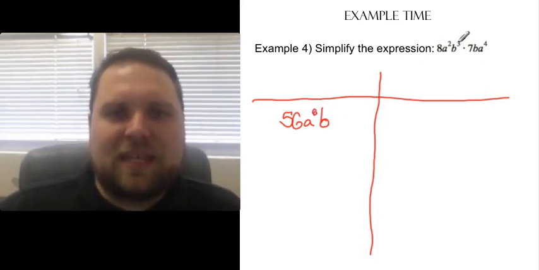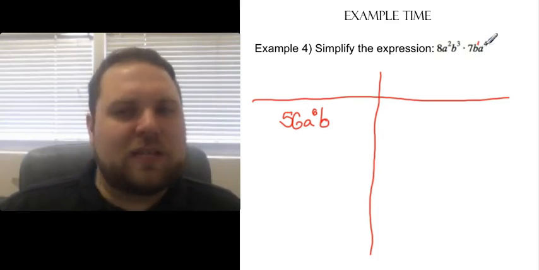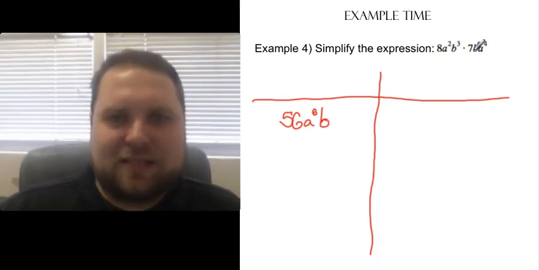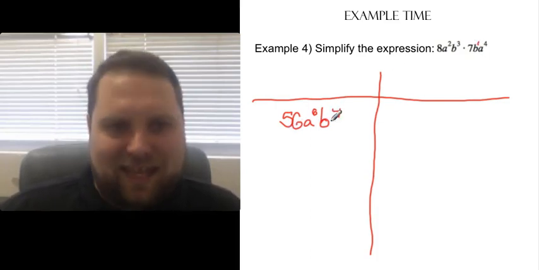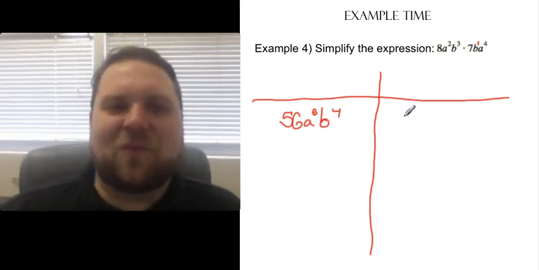For the b's, this one has an exponent of 3, and this one has an exponent of 1. Be very careful that the 4 only applies to the a, it does not apply to the b. So 3 plus 1 would be 4. And so my answer is 56, a to the 6th, b to the 4th.